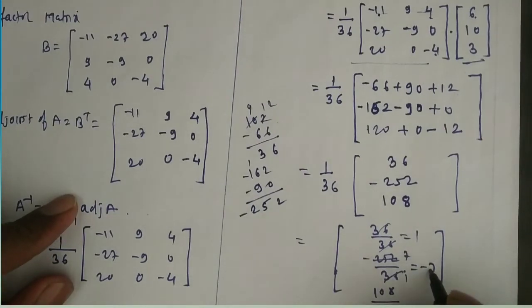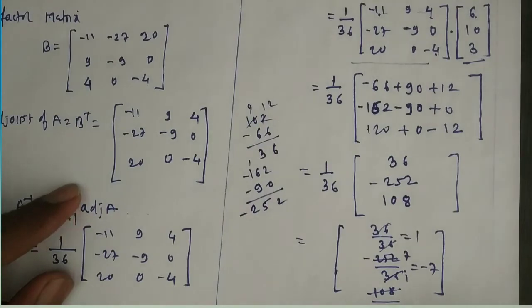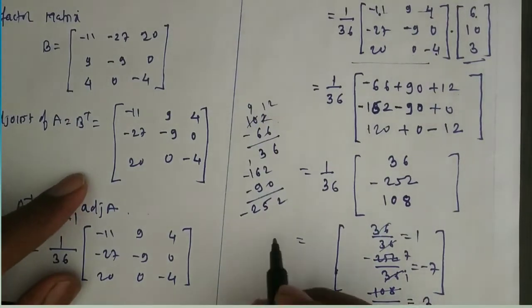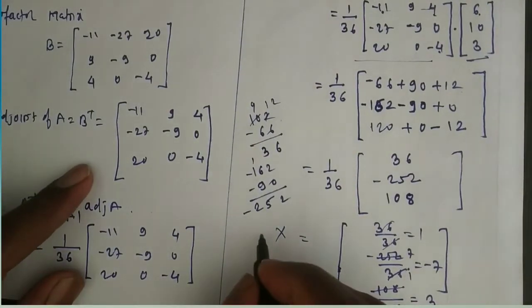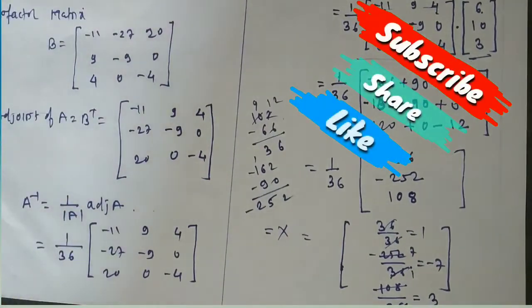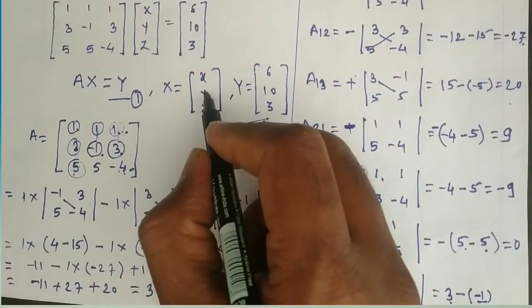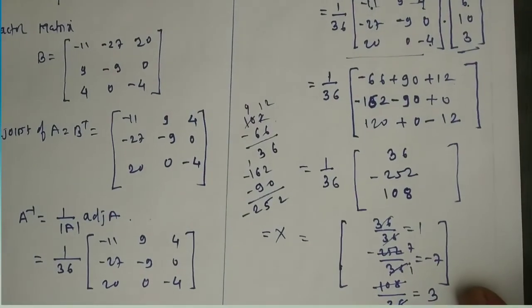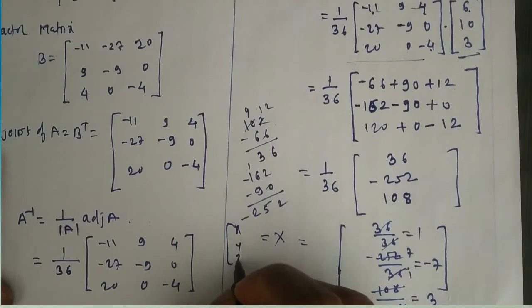Right? So what I got here? Minus 7. Now 36 ones are 36 and 36 threes are 108. Right? So what are the values here? I got x as 1, minus 7 and 3. But what is x? X is nothing but x, y and z. Right? So I will replace here x as x, y, z. So x is x, y, z.